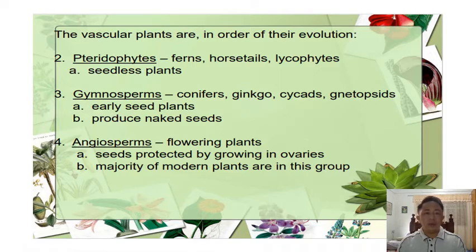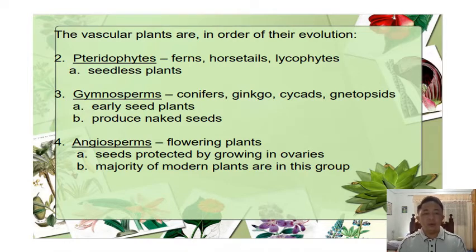And then the third group of vascular plants, we have your gymnosperms. Under your gymnosperms, you have the conifers or cone-producing plants, such as your pine tree. We have the ginkgo, the cycads, and the gnetophytes. Mostly this group of plants, if you can still recall from our previous lessons, are ornamental in nature or used as ornamental decorations. Some of these plants are also found in desert areas, and some of them are also found in cold climate environments.